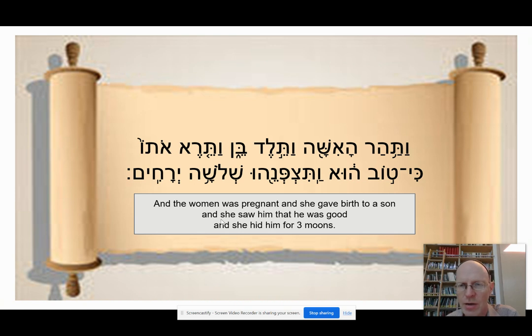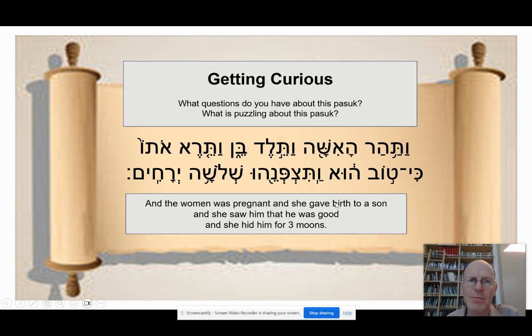So, here I've taken a little bit of liberty: "she saw him that he was good." I mean, you could say "key" might be "because" here, but I translated it as "that." But okay, so then basically the first text is getting curious. So this is where we ask the kids to ask questions about the psukim, what's puzzling about this pasuk.